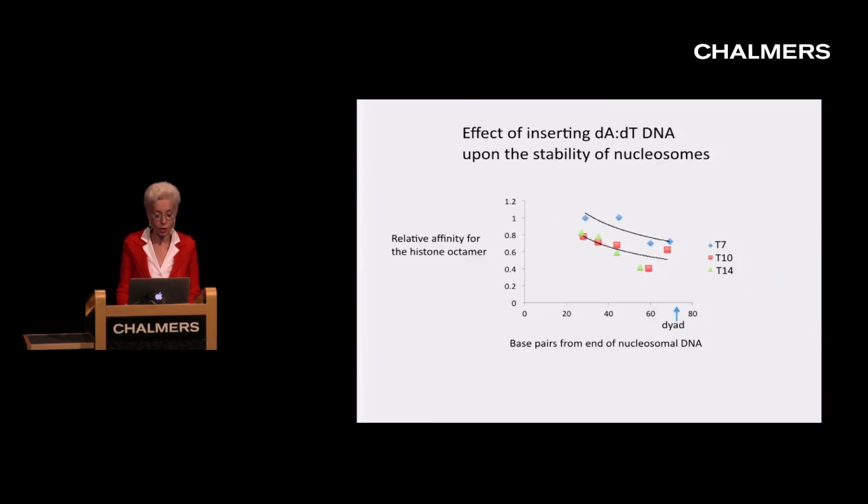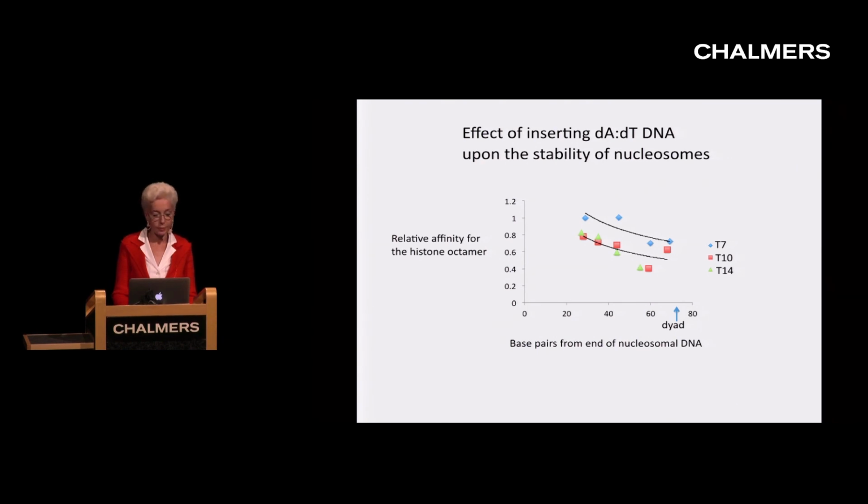We inserted stretches of the A-T DNA of 7, 10, and 14 base pairs at various positions from the end of the DNA up to the dyad at the center of the nucleosome. We found at most a twofold difference in affinity for the histone octamer, relative to one of the highest affinity DNA sequences known. Clearly, destabilization by short stretches of the A-T DNA cannot account for the formation of NFRs.